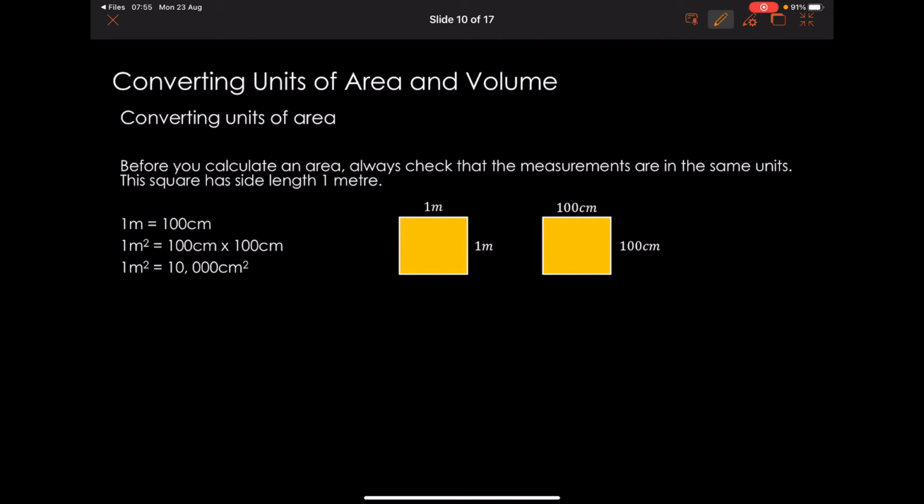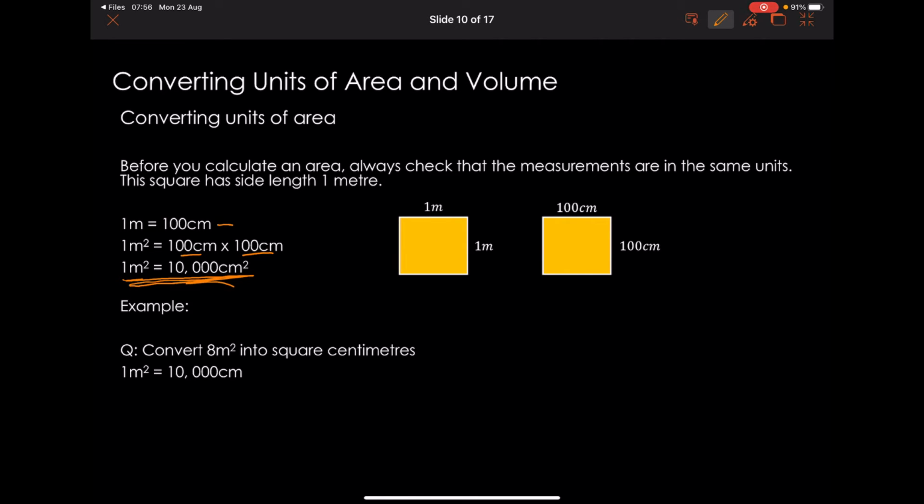Now then, 1 meter is the same as 100 centimeters. So 1 meter squared is 100 centimeters times 100 centimeters. So we need to know that 1 meter squared is the same as 10,000 centimeters squared. Now you need to know that because sometimes it will ask you to convert 8 meters squared into square centimeters. Remember, 1 meter squared is 10,000 centimeters squared.